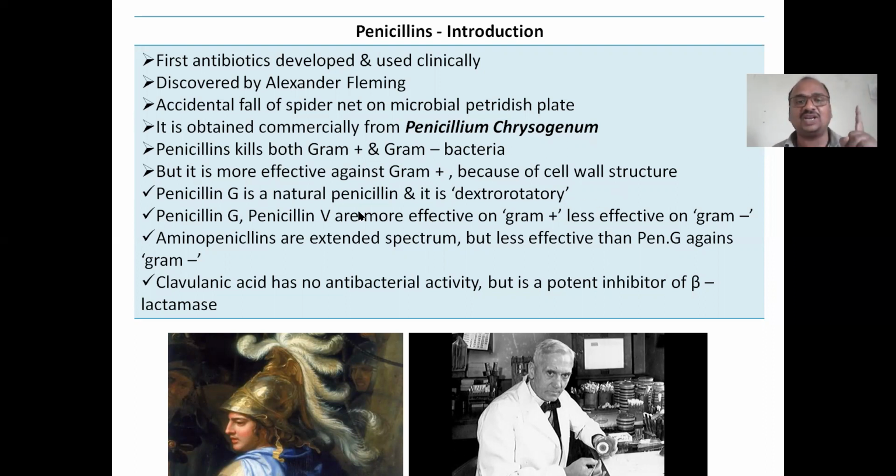Okay, it is a natural penicillin. Penicillin G is a natural penicillin and it is dextrorotatory, a very important point for competitive examinations. Penicillin G and penicillin V are more effective on gram positive, less effective on gram negative. Aminopenicillins are extended spectrum, but less effective than penicillin G. And clavulanic acid, very, very important: it doesn't have any antibacterial activity, but it is a very potent beta-lactamase inhibitor.